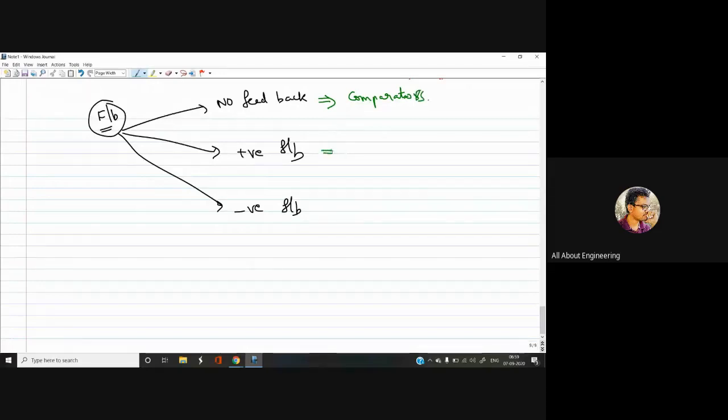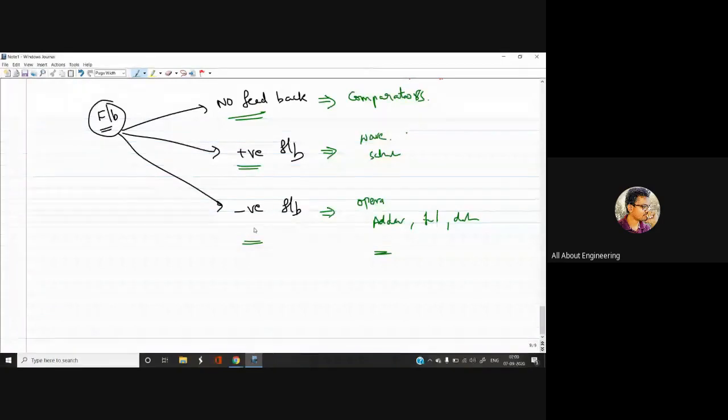For positive feedback, there can be waveshape generators, Schmitt trigger circuits, triangle wave and square wave generators, all these things. For negative feedback, as I already told you, we will use this for operations, like adder, multiplier, subtractor, integrator, differentiator, all these things. So if you can figure out all these three types of feedback circuits, then 80 or 90% of the operational amplifier topics are completed. We are going to see those things soon.